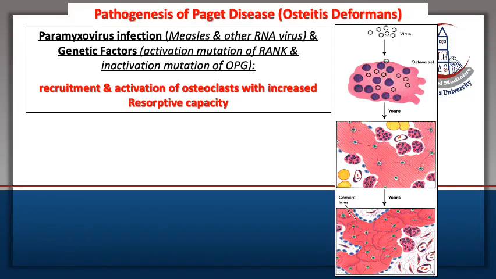The cause of this disease is the presence of a paramyxovirus infection with the presence of genetic predisposition in the form of activation of the RANK gene and inactivation of the OPG gene.